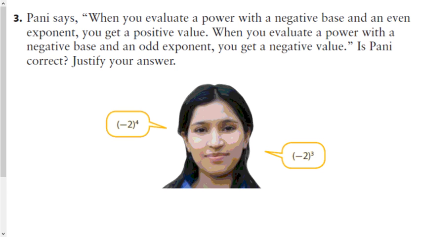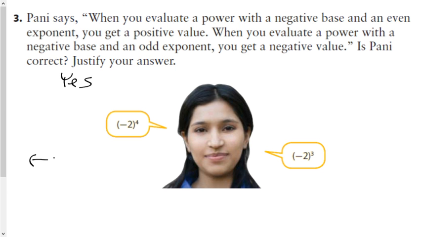Question 3 says, Pani says that when you evaluate a power with a negative base and an even exponent, you get a positive value. And when you evaluate a power with a negative base to an odd exponent, you get a negative value. Is Pani correct? The answer is yes, she is.